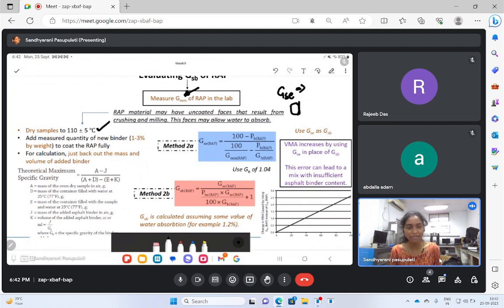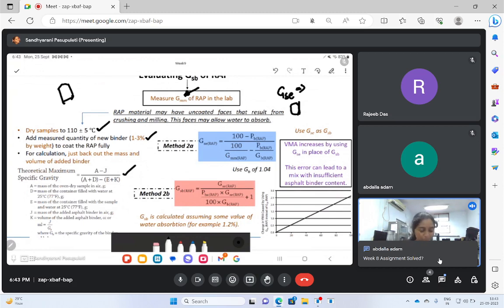Initially, when we have the RAP aggregates, we keep them in the oven at a temperature of 110 degrees, and to these heated RAP aggregates we add the bitumen of 1 to 3% by the weight of the aggregates. So we assume that adding this 1 to 3% by weight, it will completely coat the RAP aggregates. Then once after coating, you can dry them, and again the process is completely same. We use the pycnometer. We fill the binder coated loose aggregates into this pycnometer, and we proceed with the process, and this is the formula to calculate GMM.